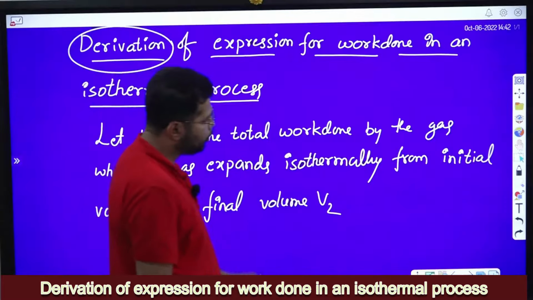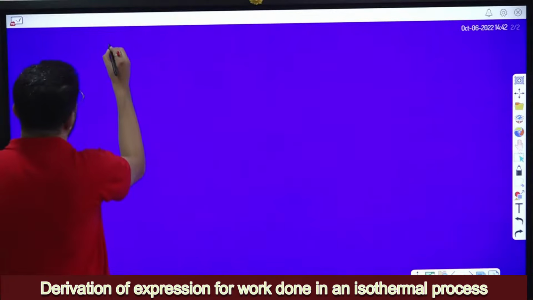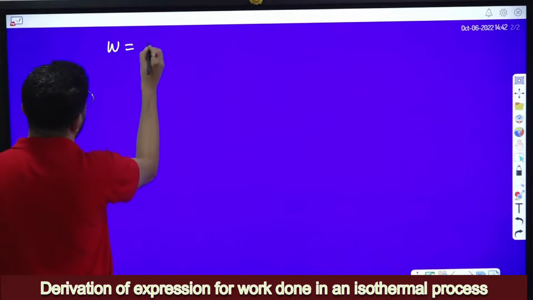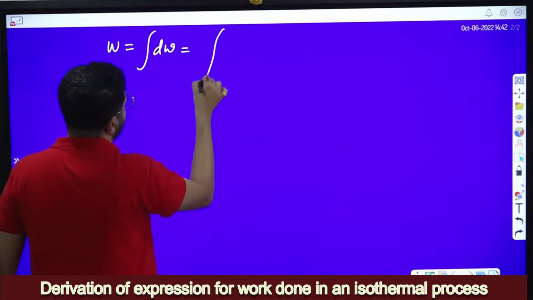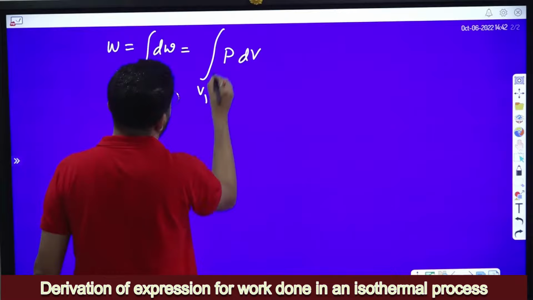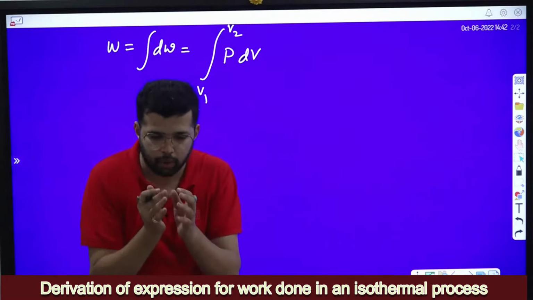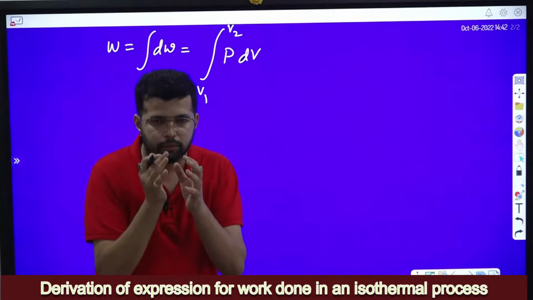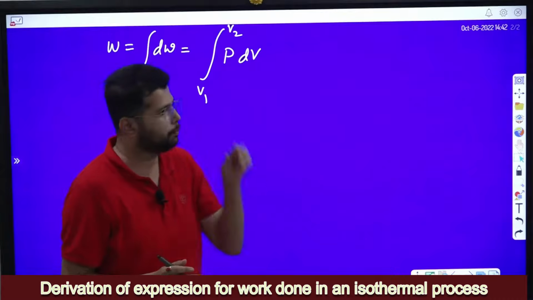How to write the equation for W? We know that W is equal to the integration of dW, which is the integration of P into dV between the limits V1 and V2. We know that work done is equal to pressure into volume. Small work done is equal to pressure into small change in volume, P into dV.